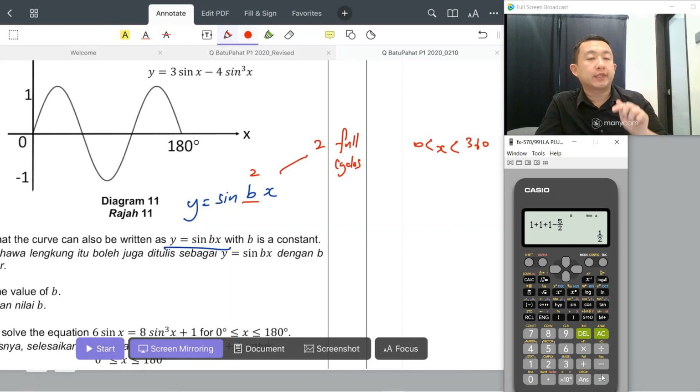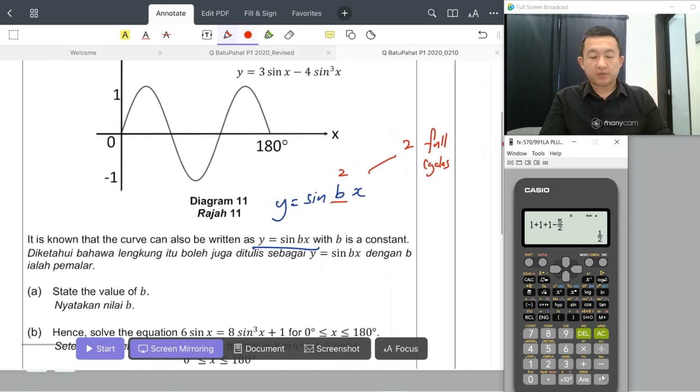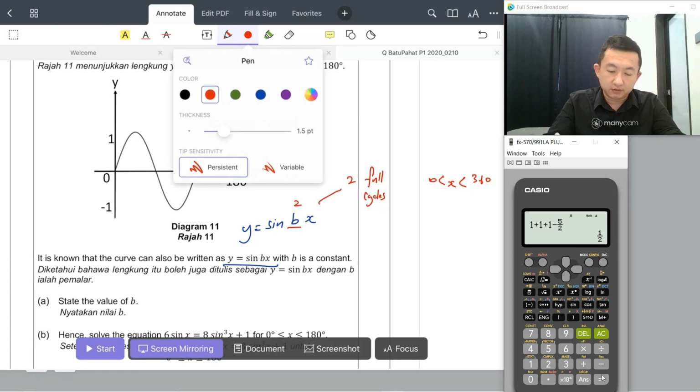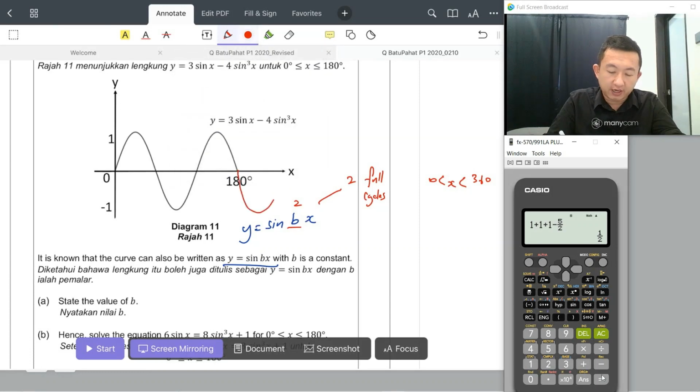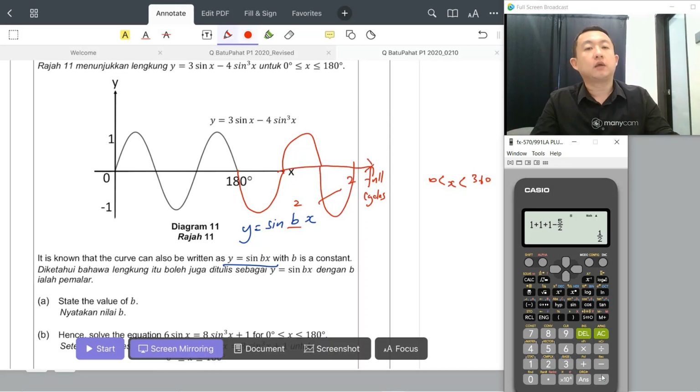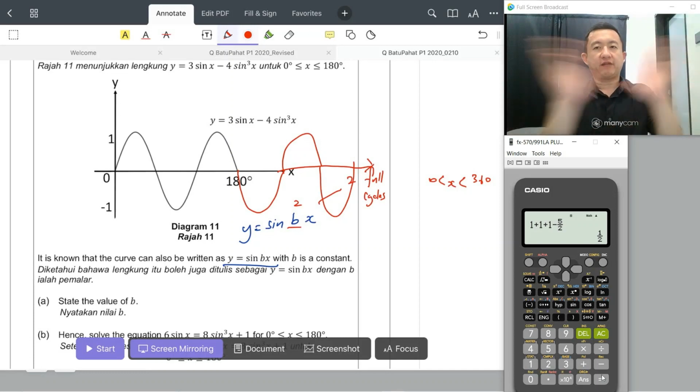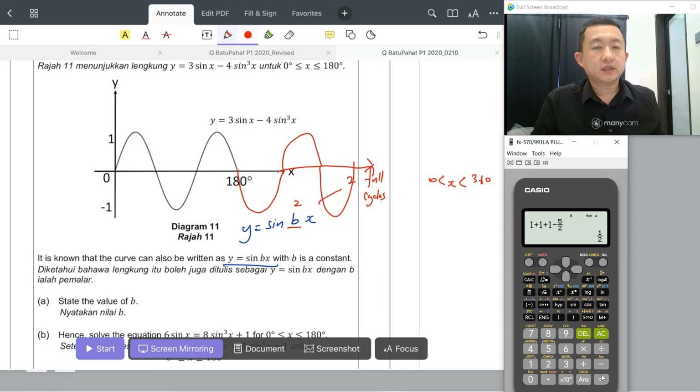Now we don't know the value for b, it's a constant. So we can refer to the graph, see how many full circles. But when you look at the graph, it is only until 180. So if we extend it, this is only half. So I imagine half, then I have like this, this is a full circle. Just now was half, so now you have another half. Same thing, left, right, same thing.